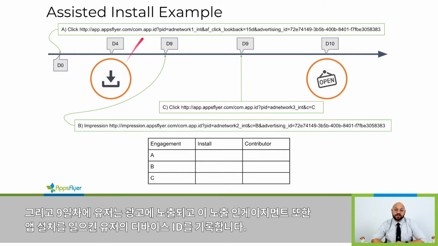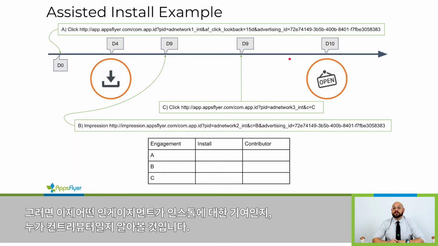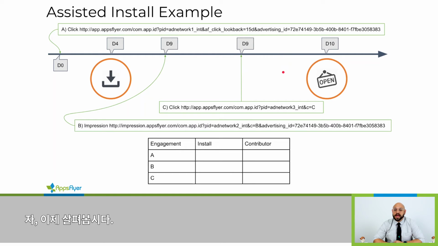On day 9, they're served an impression. And if we look at the impression engagement, it does have a device ID. And then on day 9, they're also served a second ad that they click on. And it's only on day 10 that they finally open up the app for the first time. Now we need to go through and figure out who will get credit for this install and who will be considered a contributor. So let's go ahead and see.